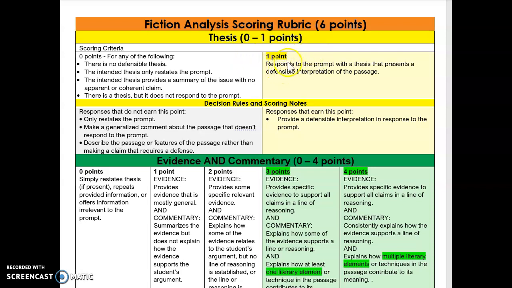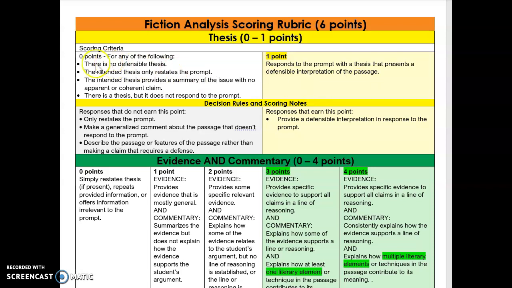So here's how you have your thesis. You need to respond to the prompt with a thesis that presents a defensible interpretation of the passage. So that means that you need to be able to basically explain and prove what the passage prompt is asking of you. And we'll get to a little bit more about that later.